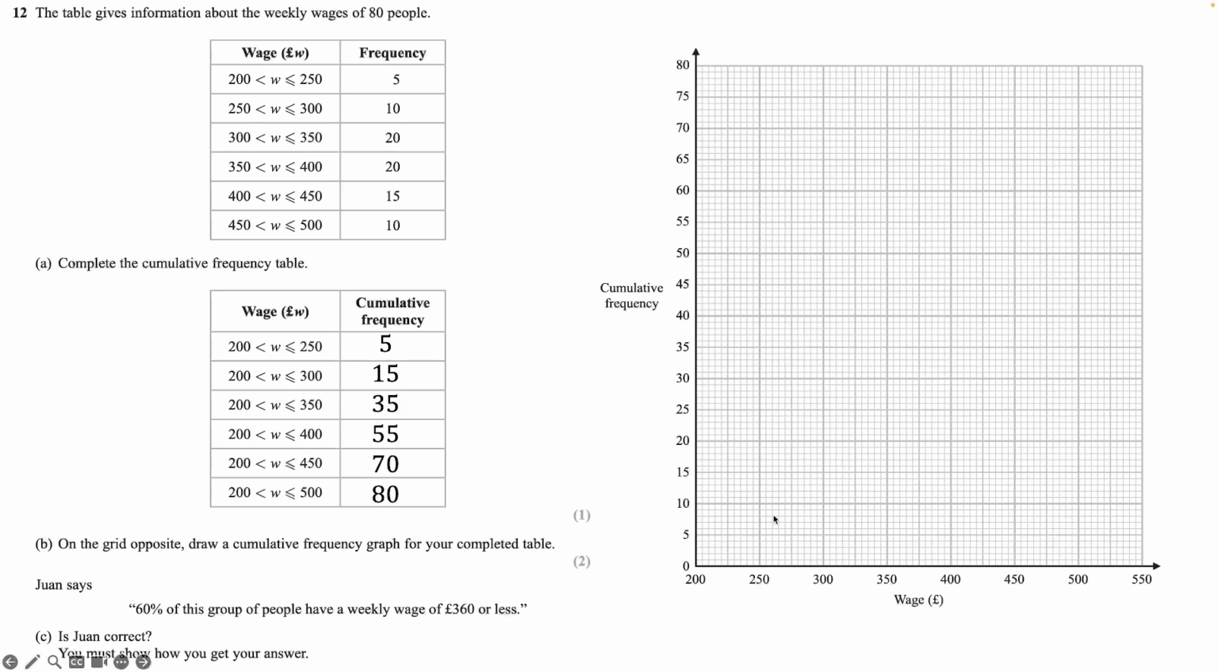Okay, so to plot a cumulative frequency graph, what we need to do is find the midpoint of each class and then plot the cumulative frequency. So between 200 and 250, very luckily, it's plotted very conveniently. So the midpoint's going to be here. And the cumulative frequency is 5.